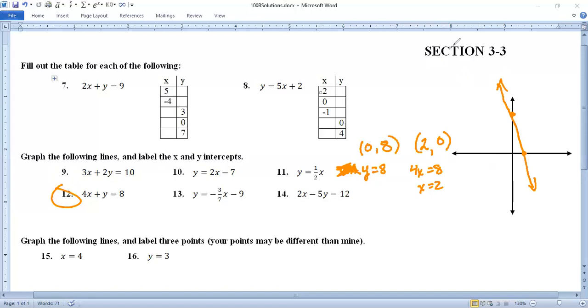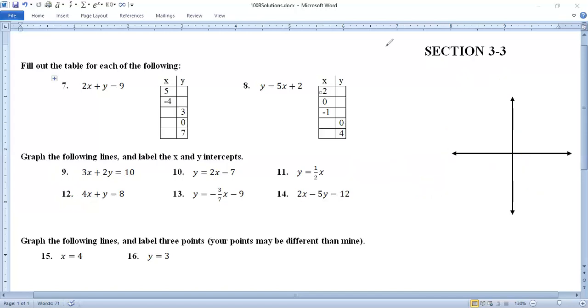Okay, number 13. Let's do it in this color. So we have sticking 0 in for x, and we get y equals -3/7 times 0 is 0 minus 9. We get a -9 there. Excellent. 0, -9 is going to be way down here.